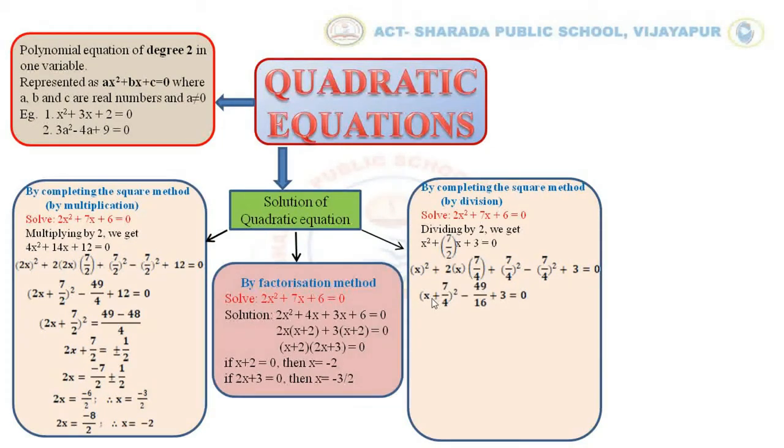That's why it is written as x plus 7 by 4 whole square minus 49 by 16 plus 3 is equal to 0. And on simplification, we get x is equal to minus 3 by 2 and x is equal to minus 2.